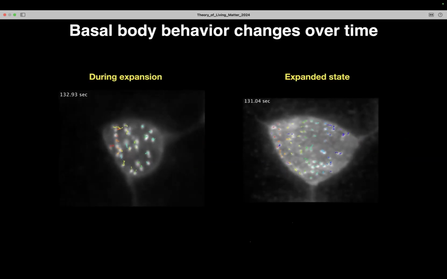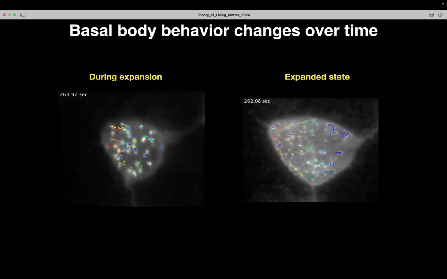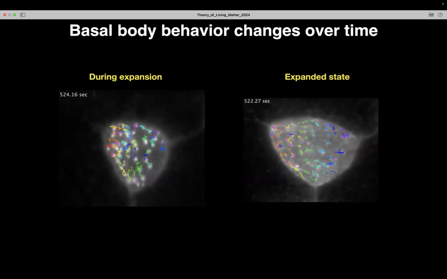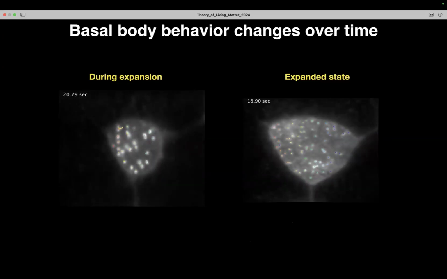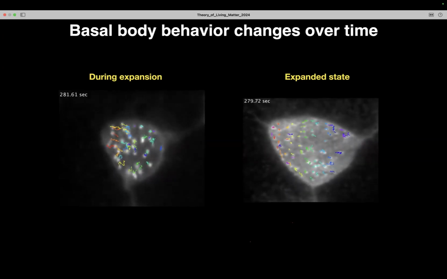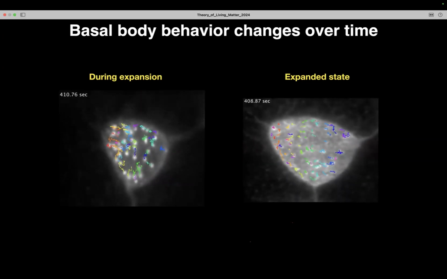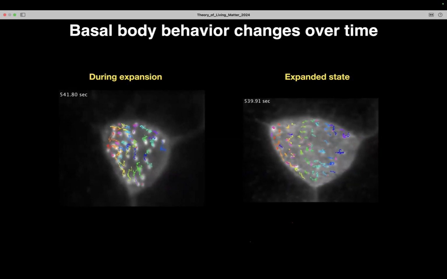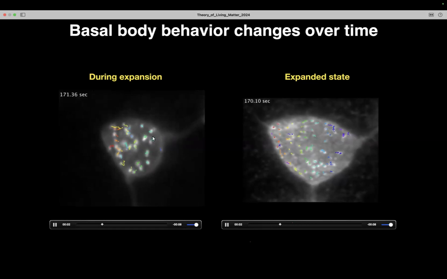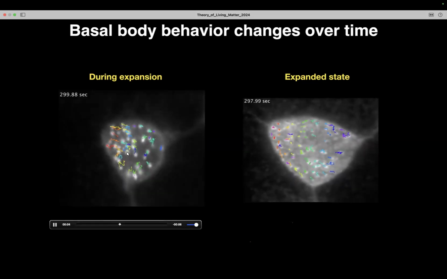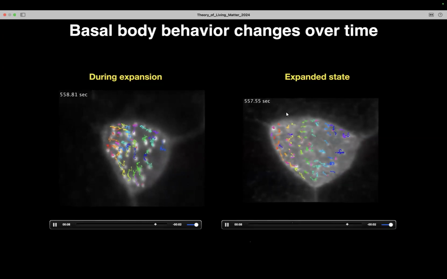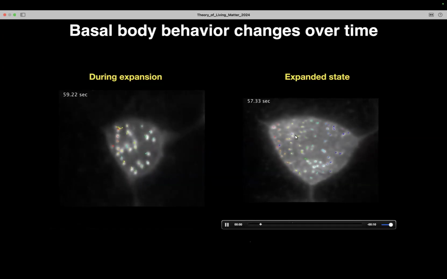This, as I said, suggests that initially the basal bodies are more diffusing, and then towards the larger sizes of the apical domain, they're actually getting more constrained. And this is, in fact, very much in agreement with what we visually see when we track the basal bodies. For example, if you look at the smaller size of the apical domain, so as we call it, during expansion, then these tracks are actually longer. And when we look at the expanded apical domains, then these tracks look shorter.